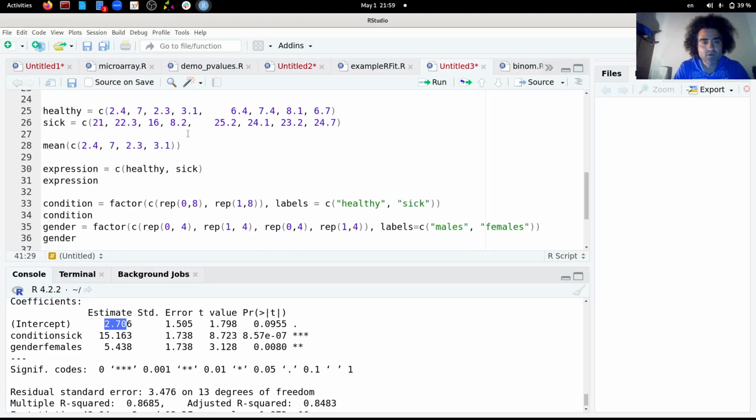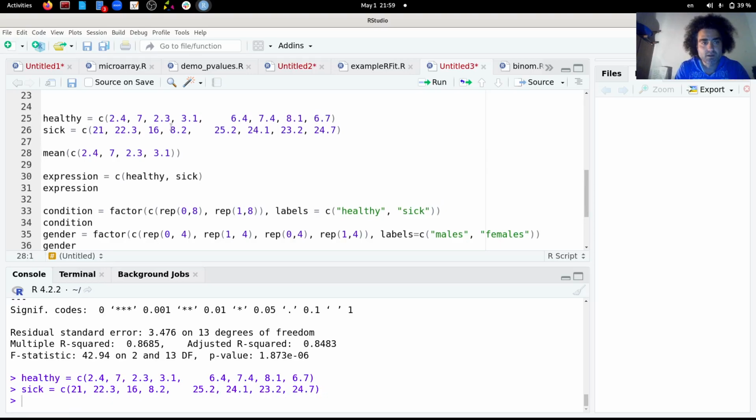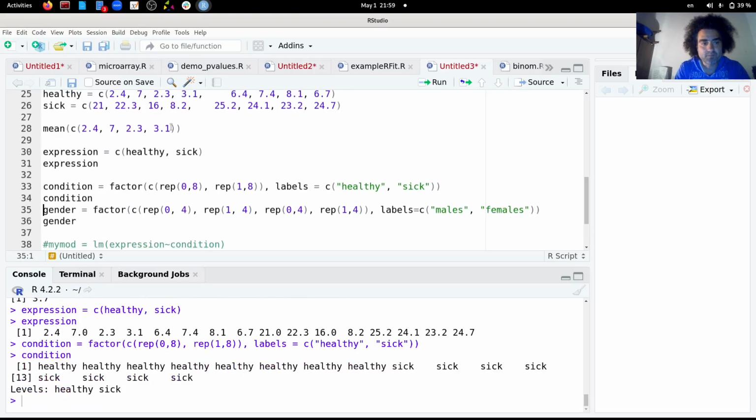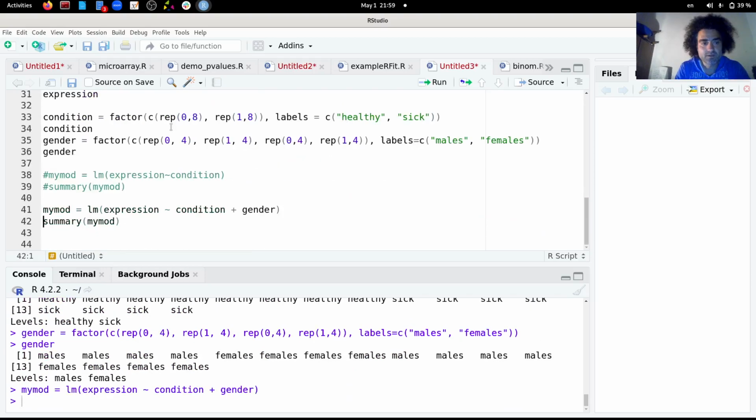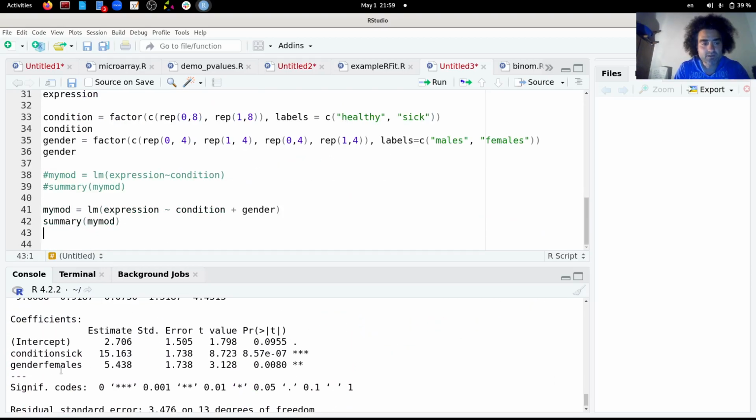So when we use these two variables and we fit the model, we see the following: the intercept is 2.7. Being sick, regardless of the gender, has a plus 15.16 compared to the intercept.